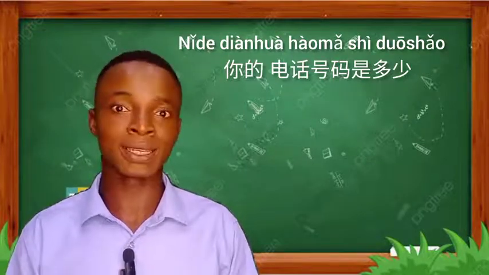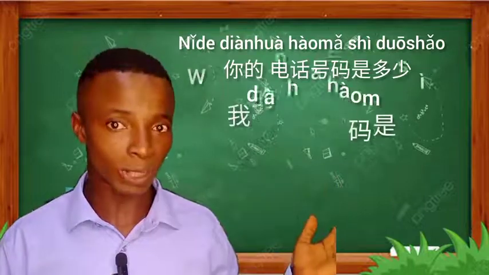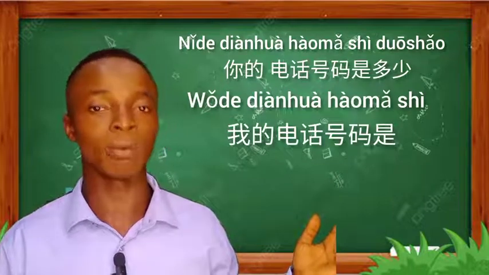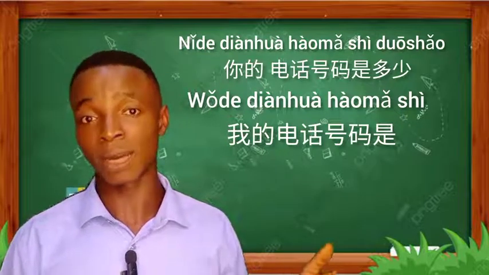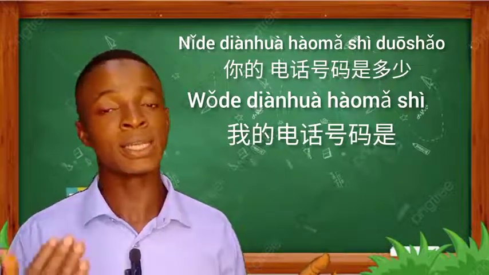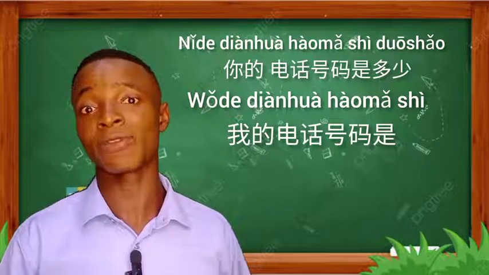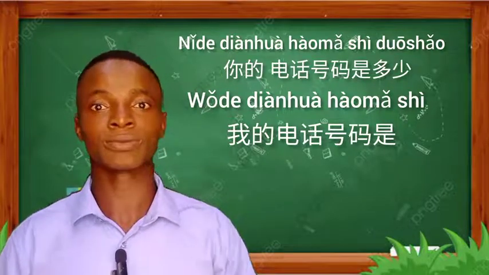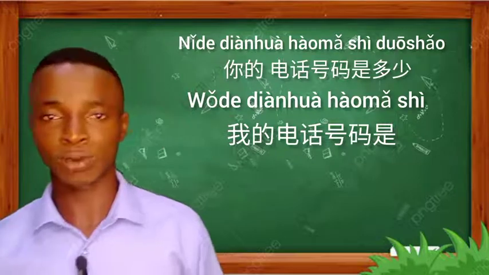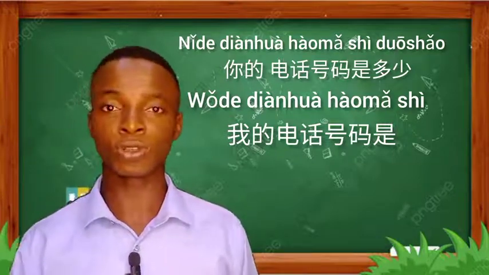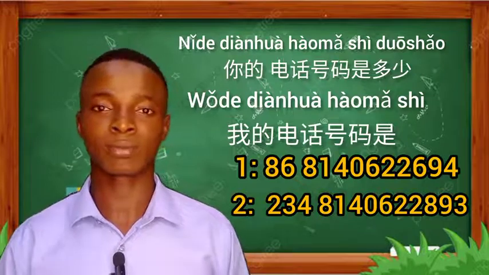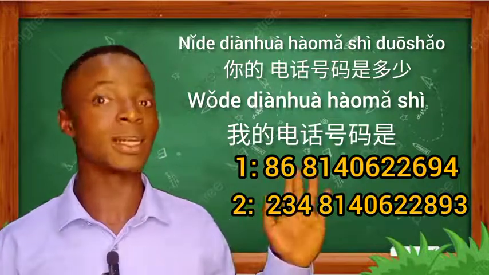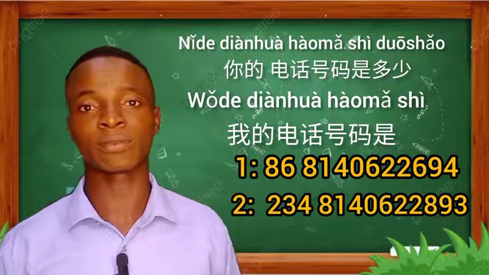Now, in response, if you want to say my phone number is, we say 我的电话号码是. 我的 is my, 电话号码 is phone number, 是 is. Now before we answer that question, let me first of all show you two numbers in Chinese and how to say them. The first one is a Chinese number.